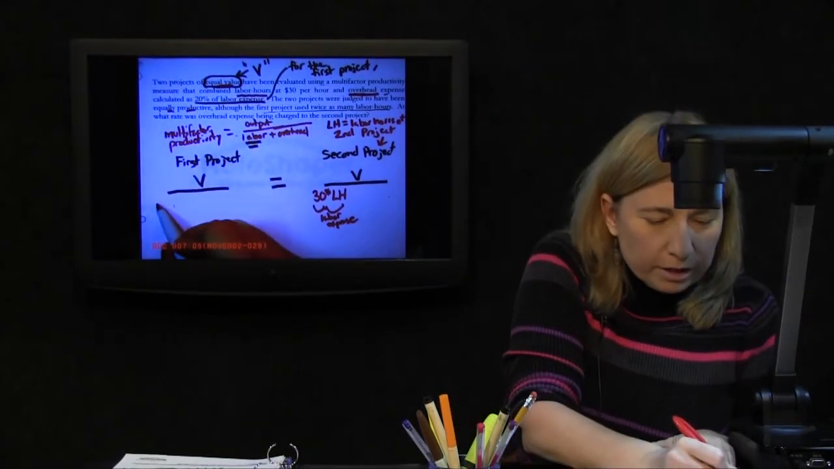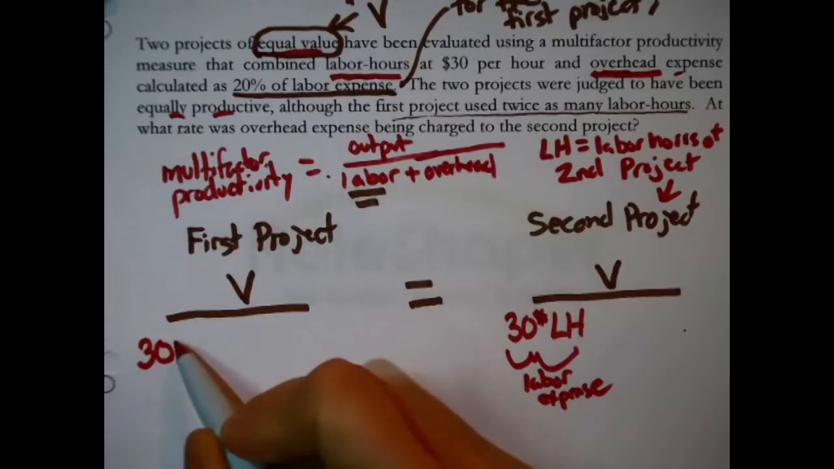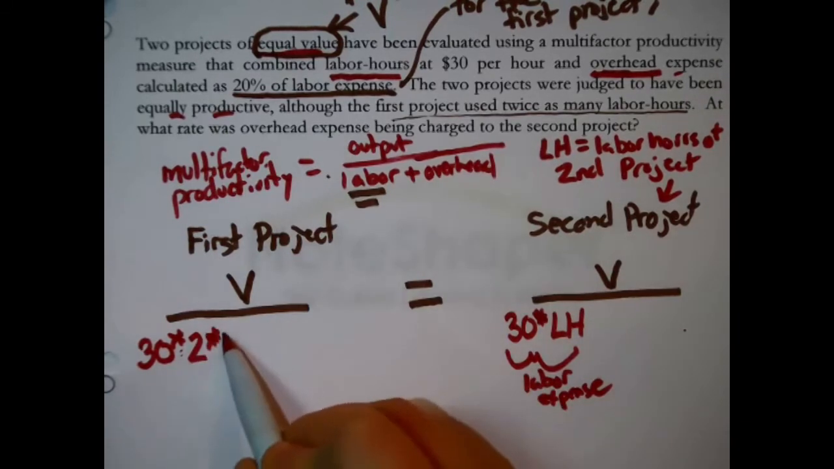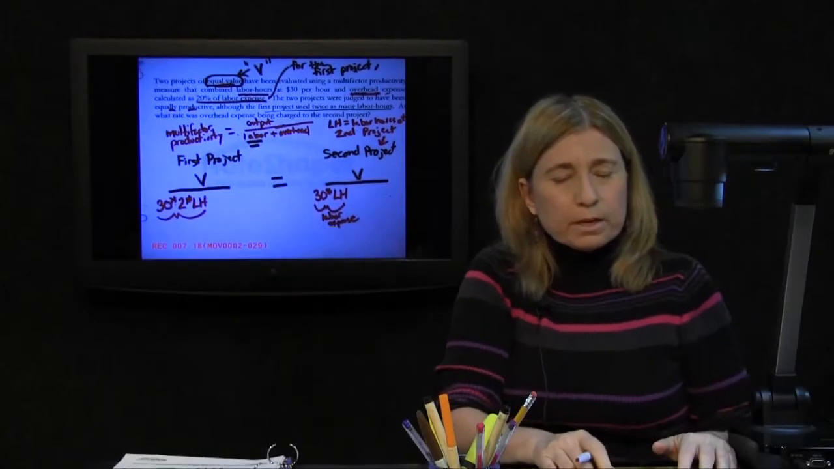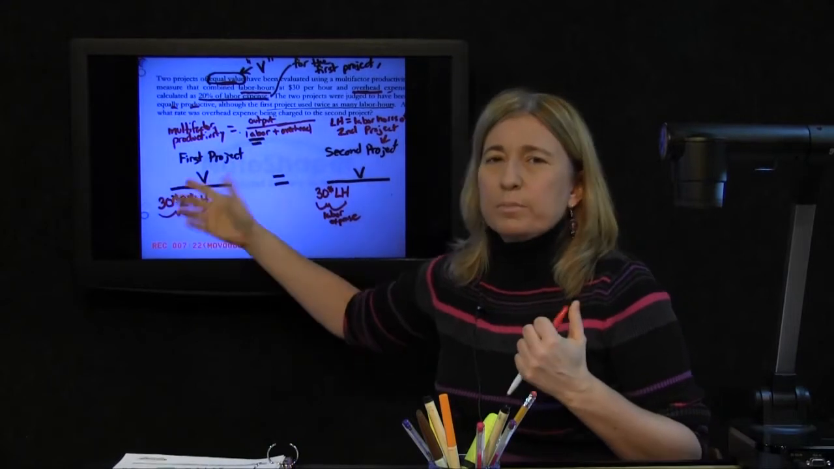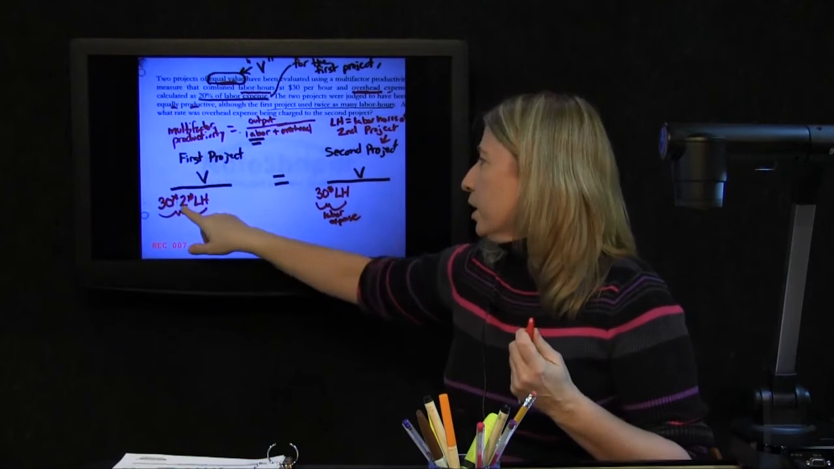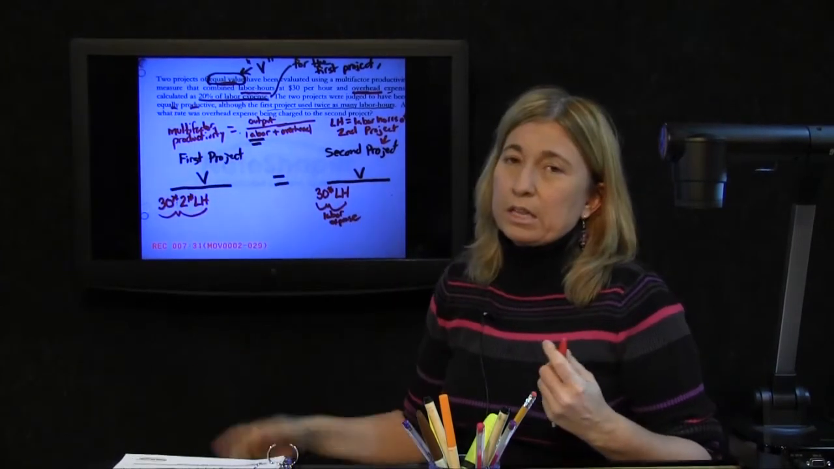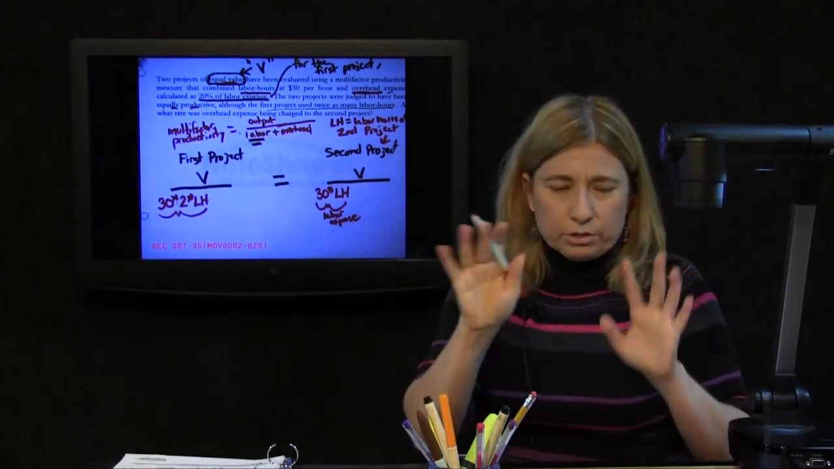So if I go over here and say, you're paying $30 for each hour. This project used 2 times that same amount. There's the same labor expense calculation. I don't know what that number is, but I basically spelled out what labor expense must look like for that first project. It is twice the number of hours as the second project, and it's still paying the same $30 for each hour.